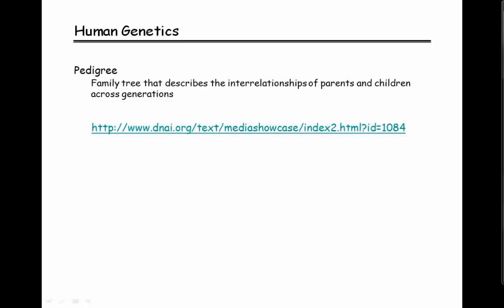Human genetics is just taking the things that we've already learned about in Chapter 14 and really putting a specific human spin on it. If we're going to talk about human genetics, the first thing we need to introduce is the concept of a pedigree. A pedigree is simply a picture that shows a family tree and also the interrelationships of the parents and the children across multiple generations. The link that you see on this slide is posted in your web links for Chapter 14, and it does give you a very general introduction to pedigrees.